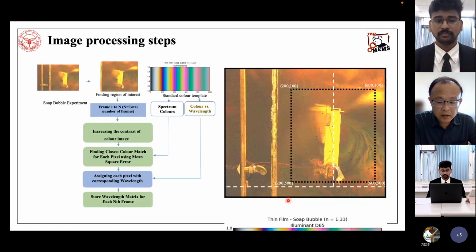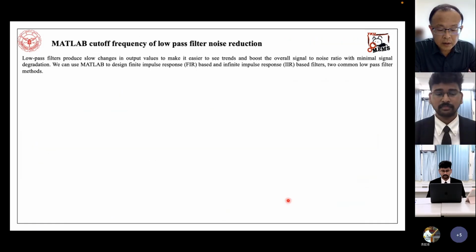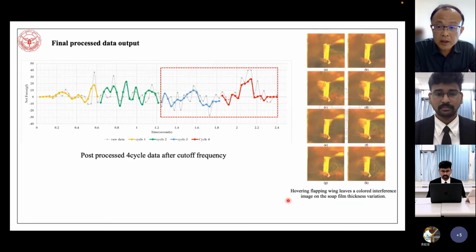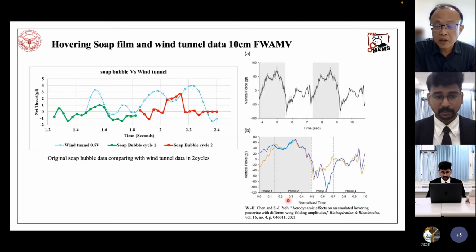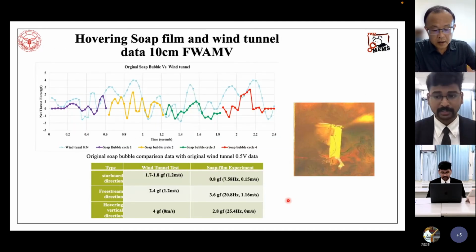Okay, understand. So the force given in the wind tunnel test is the standard value of the force. Yes, for the lift and the thrust force. And in your calculation of the lift and the thrust force using equations 11 and 13, have equations 11 and 13 considered the surface tension influence?